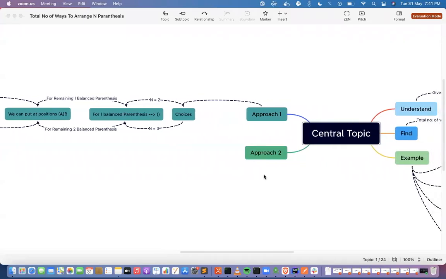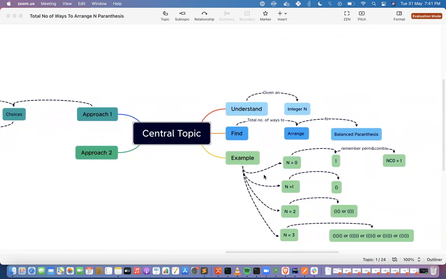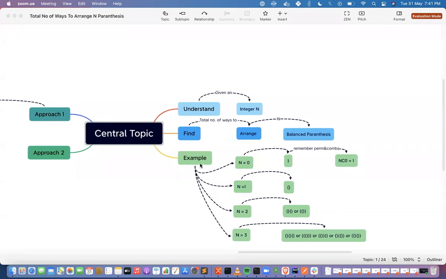Cool. So today we'll be doing one of the questions related to the Catalan sequence number. You can relate this question pretty much with that Catalan number. Basically, what it says is, given an integer n, you will have to find the total number of ways to arrange n balanced parentheses.